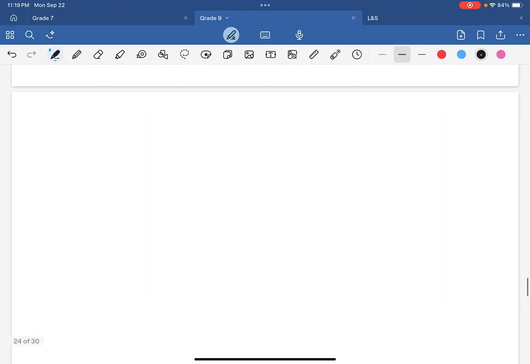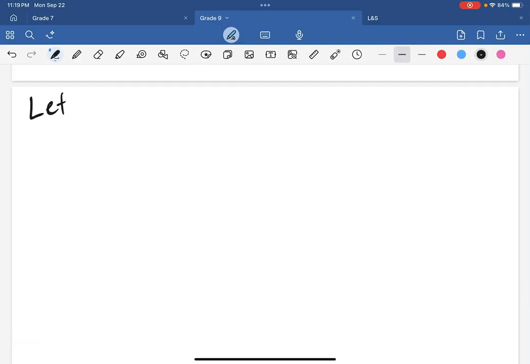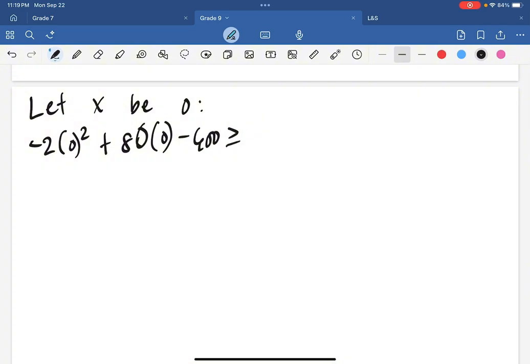But let's also try the numbers before and after. So let x be 0. This one is a number before 10. So we have negative 2 times 0 squared plus 80 times 0 minus 600 is greater than or equal to 0. We could just cancel this one and this one, and we are left with negative 600, which is not greater than or equal to 0. So the numbers before 10 would not satisfy.